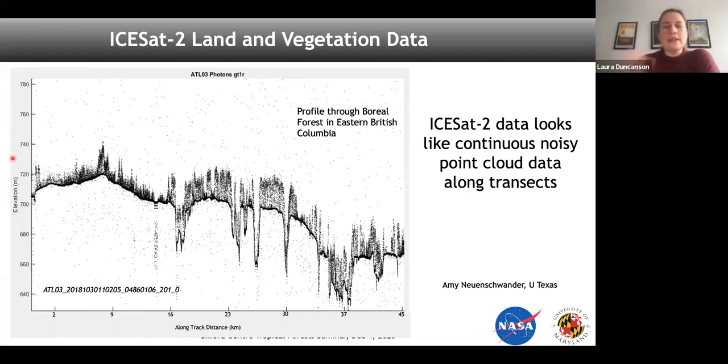So it's a totally different type of data than GEDI. It's a photon counting green laser LiDAR system that essentially collects a continuous, super noisy point cloud, a strip about 11 meters wide, and it goes forever under the ICESat-2 lasers. These are measuring individual photons, but along the transect, you can see the ground signal and you can see the canopy signal. This is for a boreal forest in British Columbia.